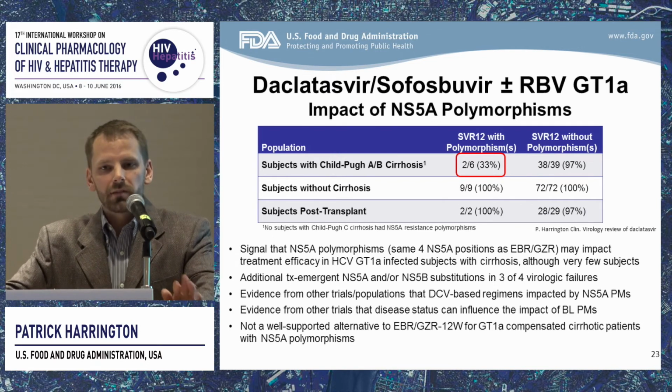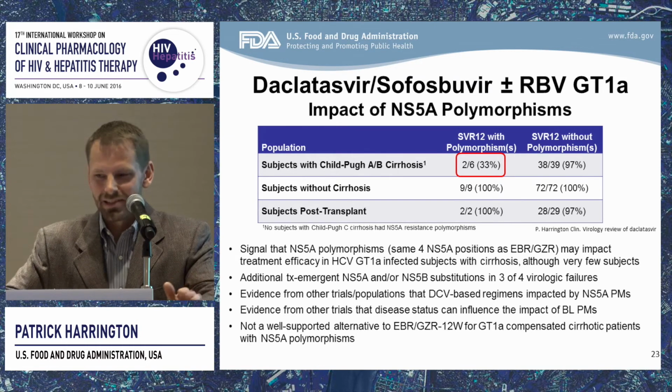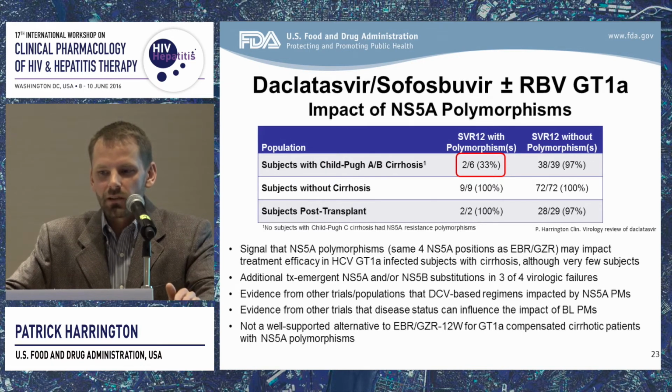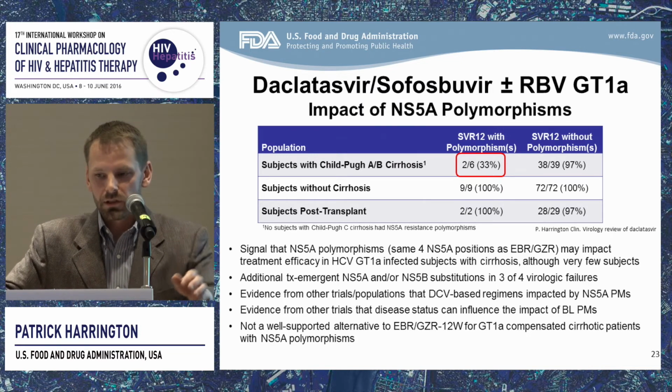And this regimen was quite effective in patients with genotype 1 or genotype 1A specifically, but there was this one small group of genotype 1A patients with cirrhosis who had one or more of these NS5A polymorphisms. We have our magic number of 6 again, trying to make decisions based on 6 patients. And in this small group, only 2 of those 6 ultimately achieved SVR. So there we had this signal, and like the Elbasvir Grazoprevir regimen, most of these failures developed additional treatment-emergent substitutions.